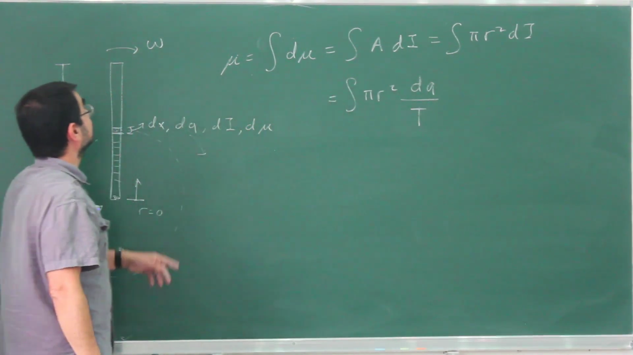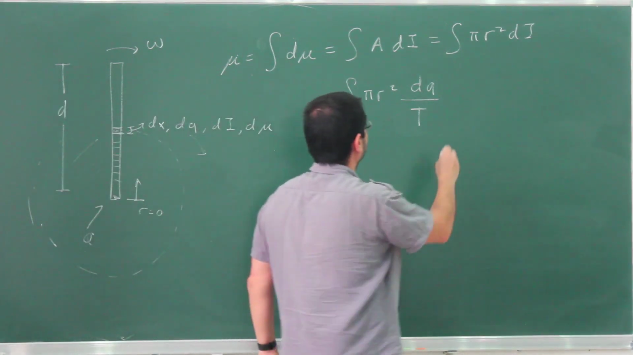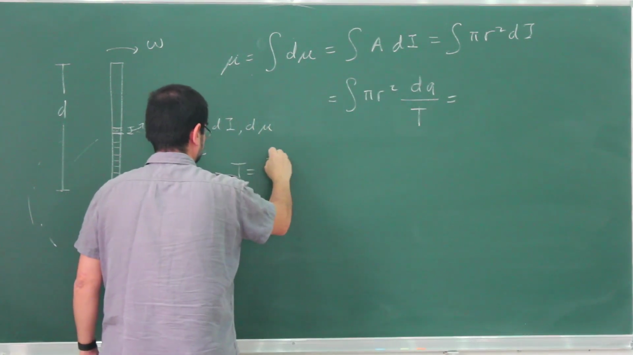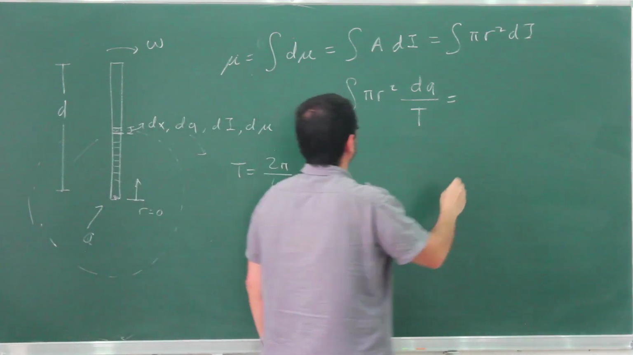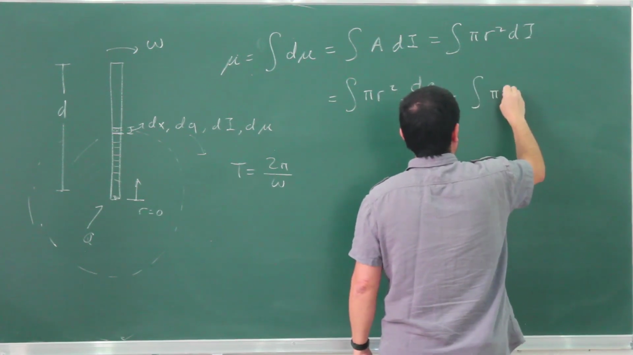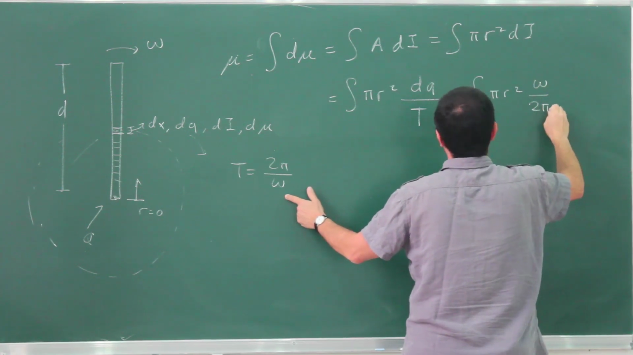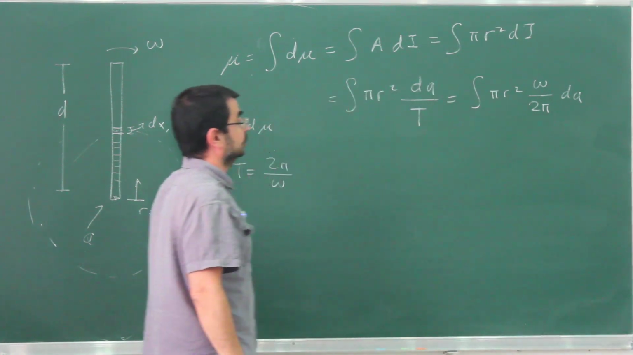And what is the period? Well, the period is given by this omega. So the omega is our angular frequency. So the period is going to be 2 pi by omega. So the period is 2 pi over omega. So if we invert this, this is going to be pi r squared omega over 2 pi dq. Right? Okay, so far so good.